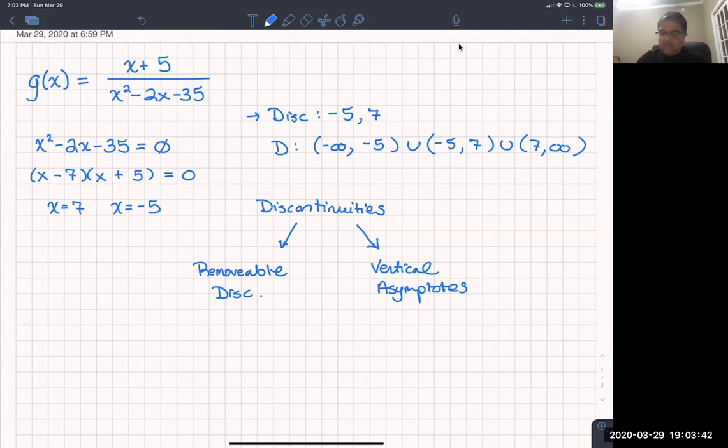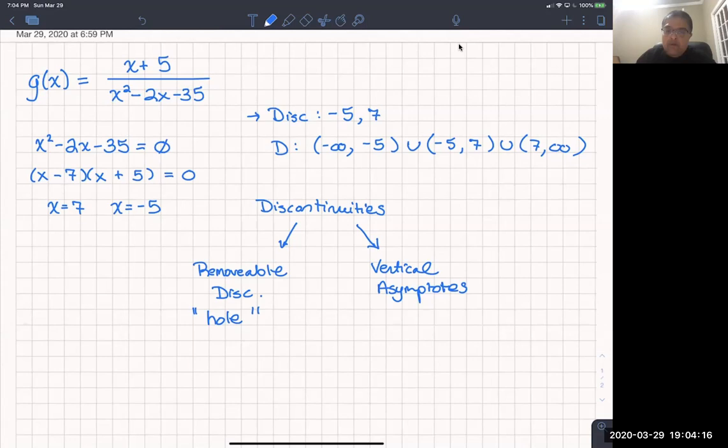So what are they? Well, another name for a removable discontinuity is a hole. It's called a hole because it is literally a hole in the graph. It is a point that cannot exist on that graph. Remember, a graph is the set of all points that are solutions to that equation, and a hole is a part of the graph that just doesn't exist. A point on the graph that doesn't exist.